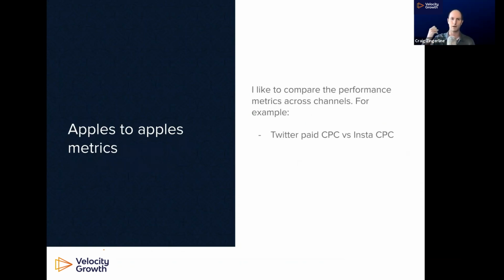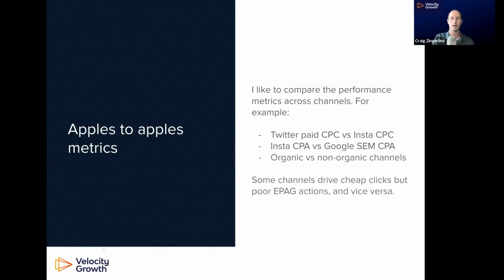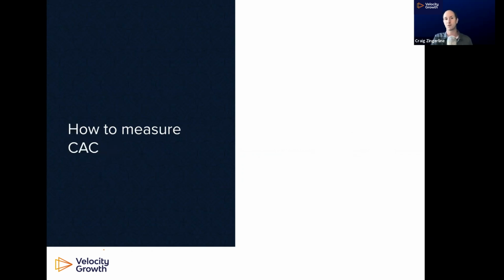So what's happening if I go spend money on Twitter versus Instagram? What's my cost per click on Twitter paid versus Instagram paid or Facebook paid? What's the cost per install or the cost per action or my EPAG metric on Instagram versus Google SEM, for example, right? So now you start to get a broader sense of what those channel-based specifics are going to be. And then you want to look at this more holistically, so organic versus non-organic. And just remember, some channels are going to drive really cheap clicks but give you poor EPAG metrics. Those conversion metrics just won't be great on some channels, and vice versa.